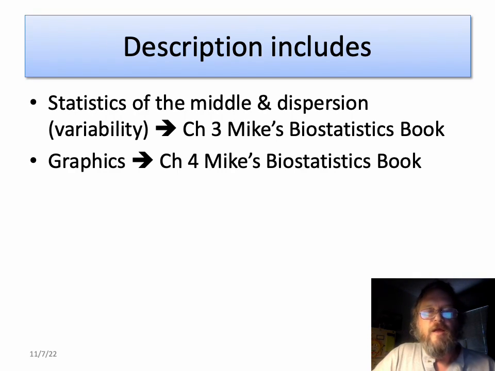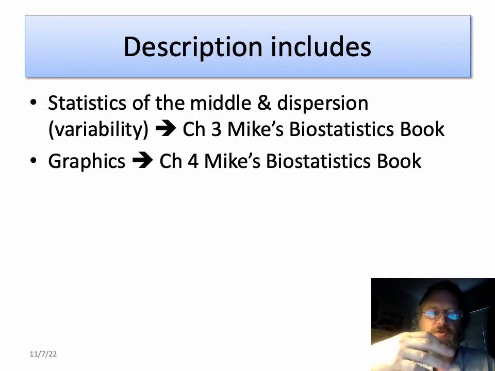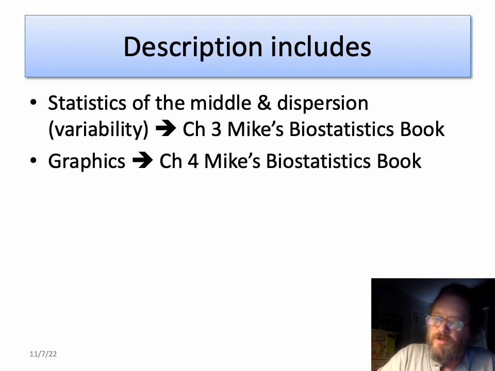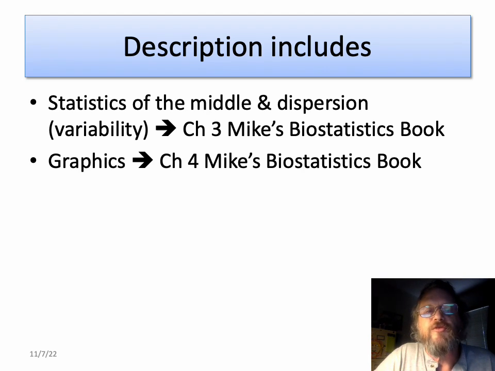Okay, so as a reminder, statistics describe the middle and the variability of your samples. That was described in Chapter 3. That was also part of Part 2 of our series here. Description also includes pictures, which are sometimes really useful. So Chapter 4 in my book covers graphics, and I thought I would throw in just a couple of examples in relation to allele frequencies.